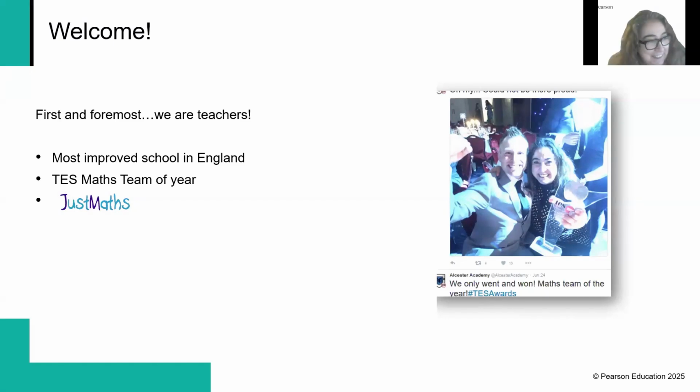We got the most improved school in England, and I remember the head teacher finding out from the Times ringing up saying, do you know you're the most improved school in England? That then started this role actually with Pearson, the credible specialists that we are. So we work in schools. I'm head of department, Mal's a lead practitioner, and one day a week we're working with Pearson. Mine's Wednesday, Mal's is a Thursday.